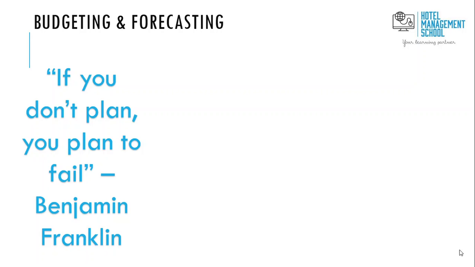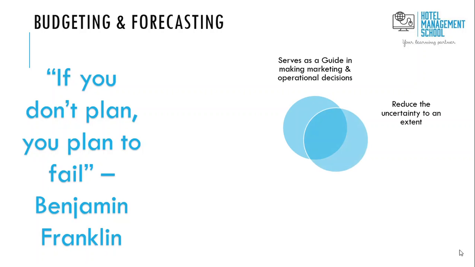There's a quote from Benjamin Franklin: "If you don't plan, you plan to fail." So every business has to do budgeting. So how do we do the budgeting, and why do we do that? It serves as a guide in making marketing and operational decisions. It reduces the uncertainty to a certain extent, because we need to give our employees and managers a path they can work toward, otherwise they will be working in the dark, right? It also provides a yardstick for measuring performance, for customer-related, employee-related, maintenance-related, internal process-related, and financial performance.